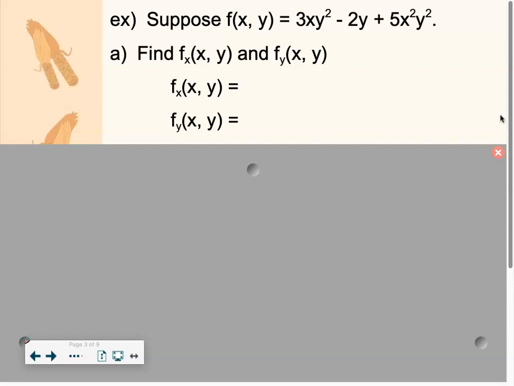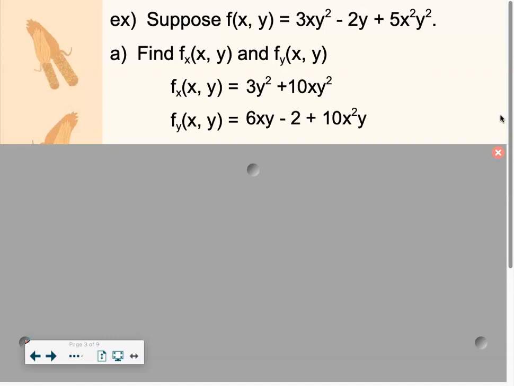Okay, everyone got their partials? So first, partial x is 3y squared plus 10xy squared. Is that what you guys got? Yes. Okay. Partial y is 6xy minus 2 plus 10x squared y. How are we feeling about partials? You're fine? Okay, all right.